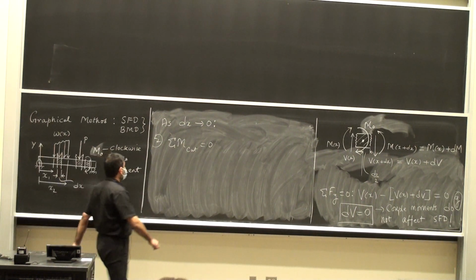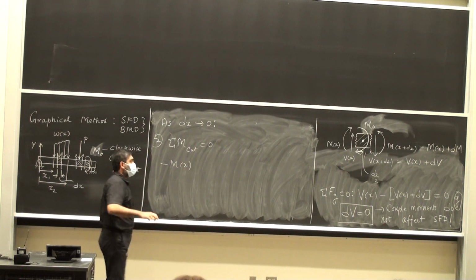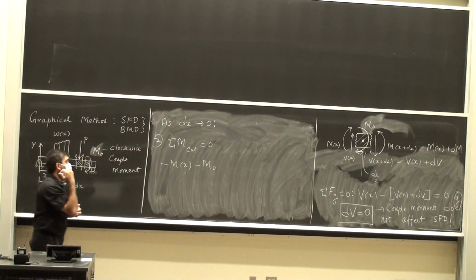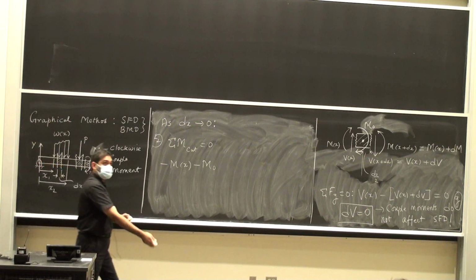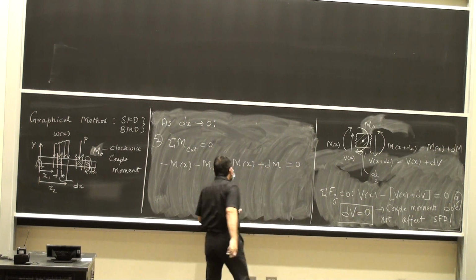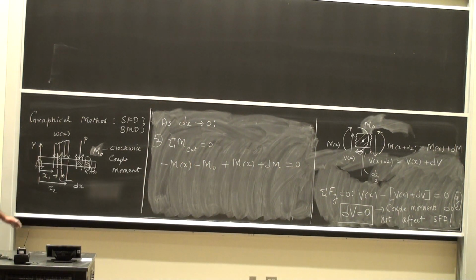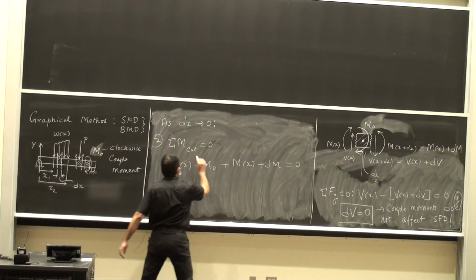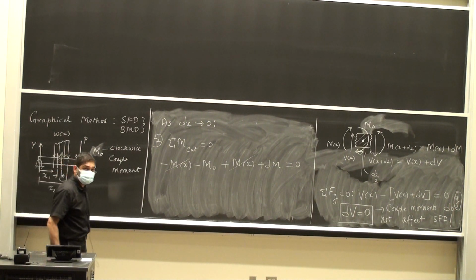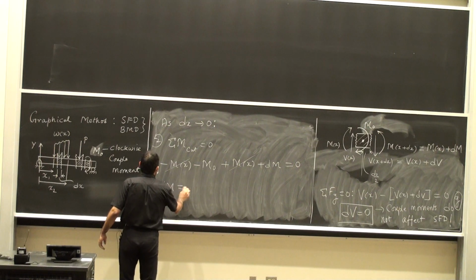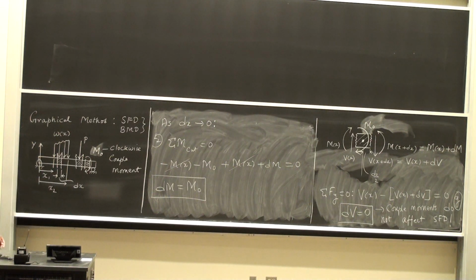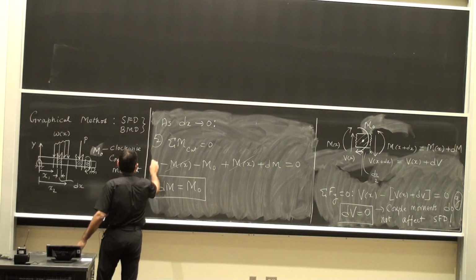I'm going to have M of x negative. M naught is clockwise, so minus M naught. M of x plus dM is counterclockwise. Equal to 0. M of x cancels off, negative and positive. So we get the last conclusion, similar to what we had for the shear force diagram. Conclusion H.